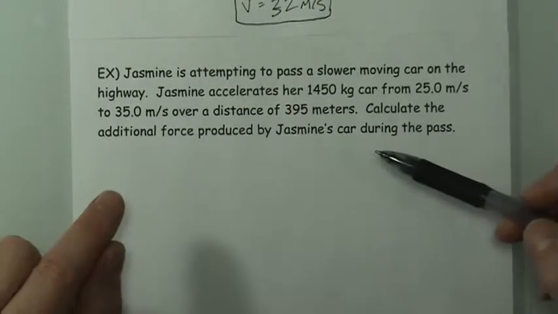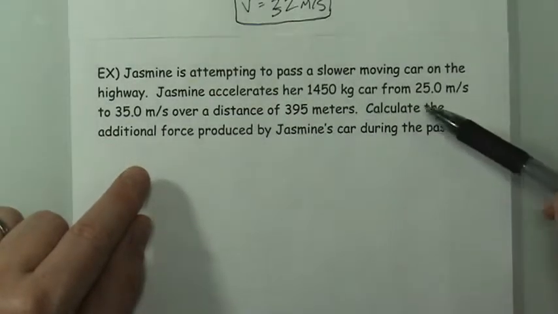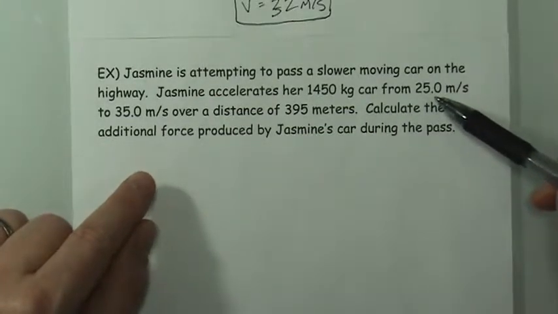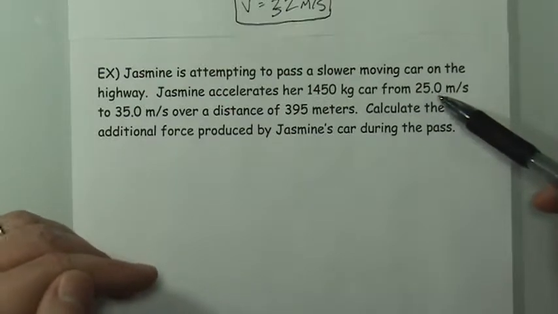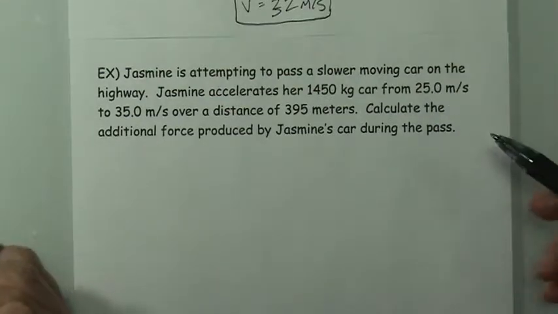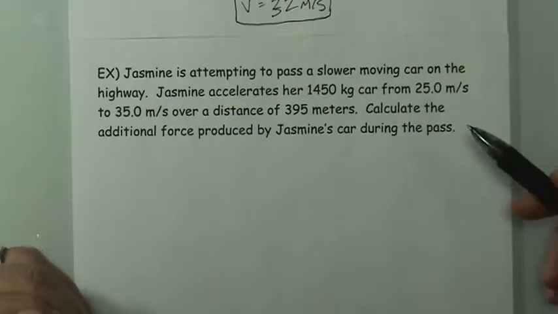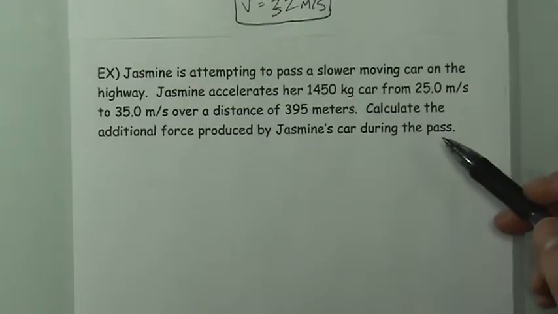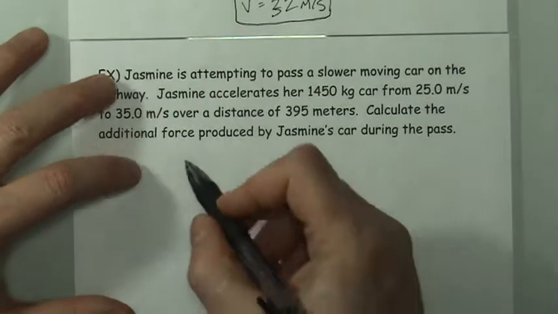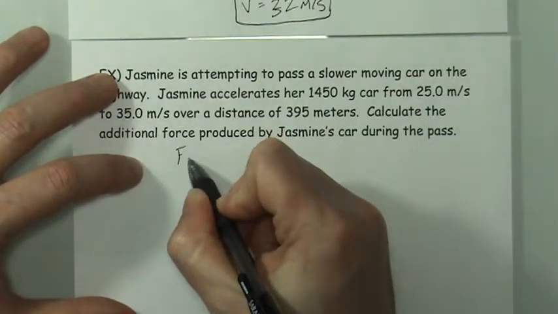pass. You're being asked for the additional force because the amount of force being applied to the car to allow it to travel at 25 meters per second is not given. We don't know what the value of that is, but what we can figure out is how much extra force was applied to allow the car to make the change to its velocity. So again, I'm going to go straight to the work-energy theorem.